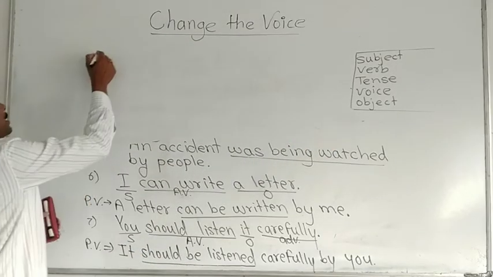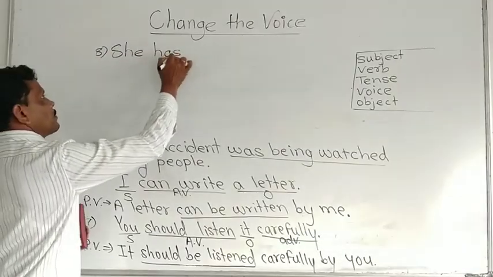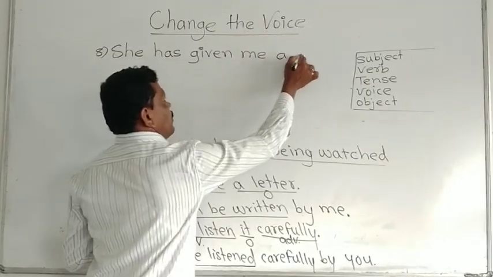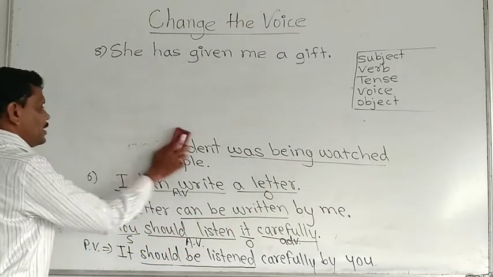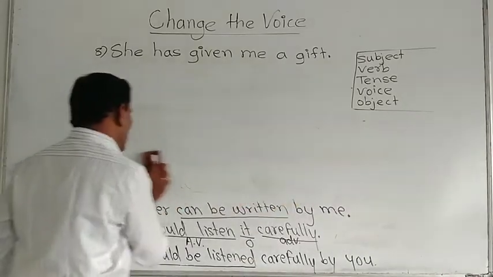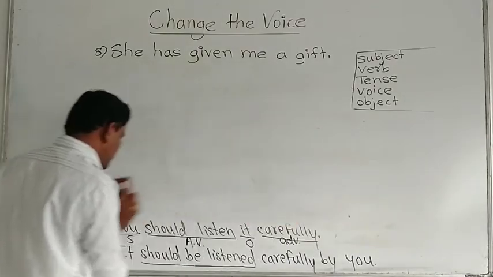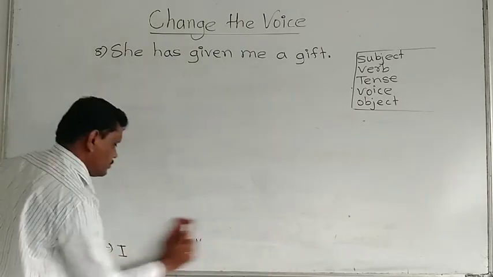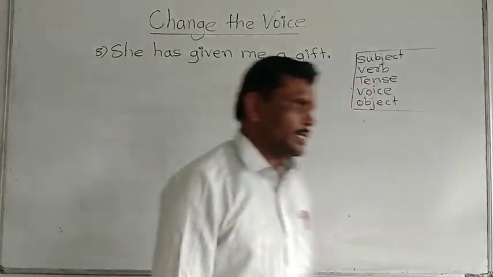Next example, example number 8. She has given me a gift. This example is given here, and our instruction is change the voice. We are going to change the active voice into passive voice, and all these are the assertive sentence.